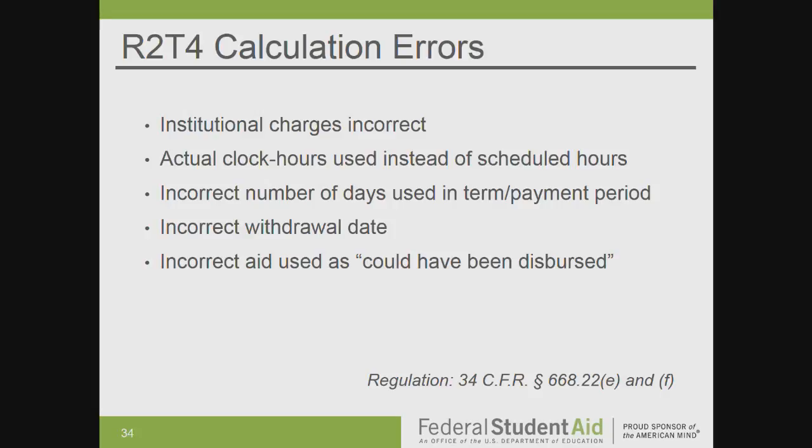Finally, R2T4s, unfortunately, it's a dollar-for-dollar return to the department, both Pell and loans. So if we do have R2T4 calculation errors, we will require the school to return those funds to the department. Creates an AR, and schools do not like ARs. I know my VP hated ARs, so you don't want any accounts receivable.